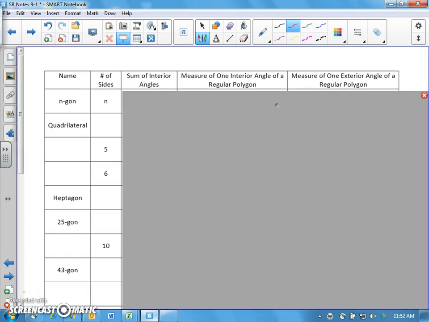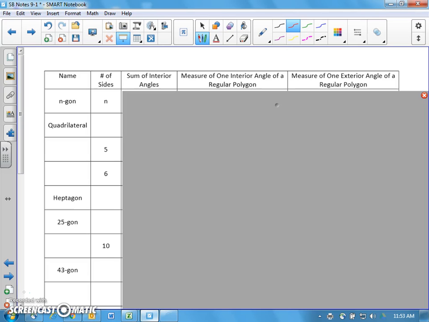On the next page you have a chart. When you come to class next time, this chart should be completely filled in to get full credit for your notes. We're going to go through several examples together just to make sure you know how to do each kind of line. So let's start with the top one. This is an n-gon, meaning we don't know how many sides, we're just formulating a general plan. So the number of sides in an n-gon would be n sides.